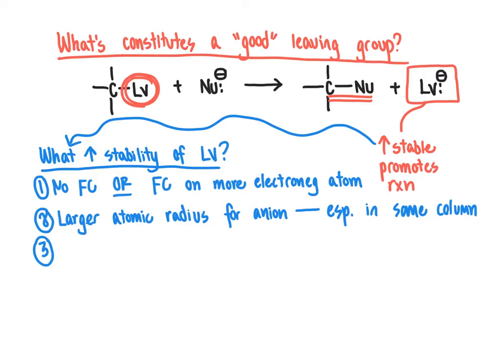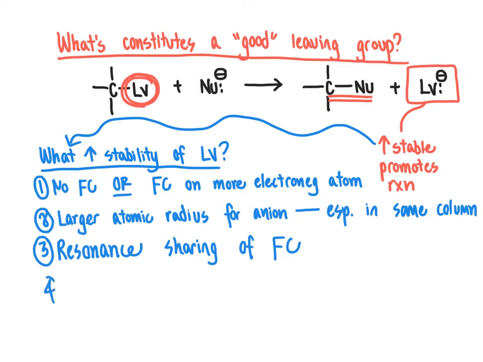All right, going onward on our list, resonance. If we can share the negative formal charge over multiple atoms, that's going to improve its stability. So resonance sharing of the formal charge is going to improve the stability of that formal charge.